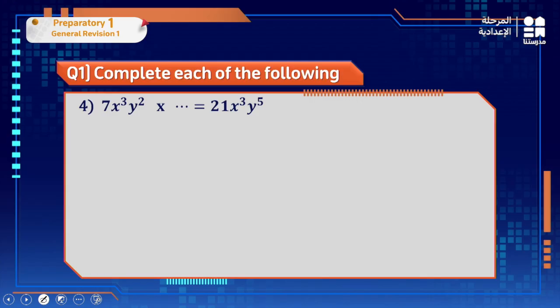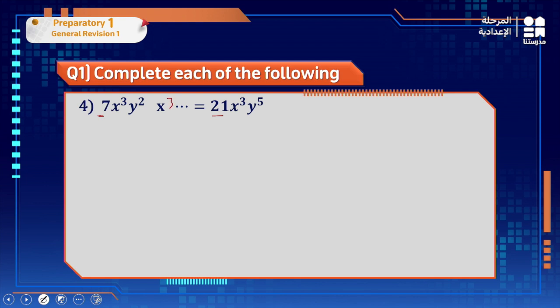Now we have number 4. 7x to the power of 3, y to the power of 2 times what equals 21x to the power of 3, y to the power of 5. And as we knew before, in multiplication, add the exponents, or in division, subtract the exponents. So here, 7 times what equals 21? It's easy to do, which is 3.